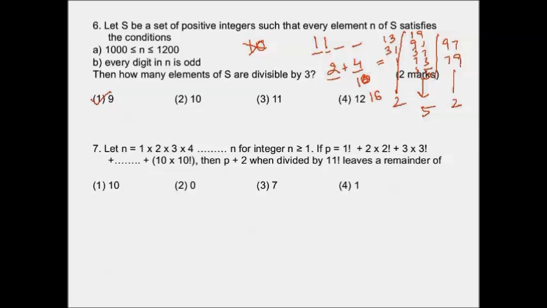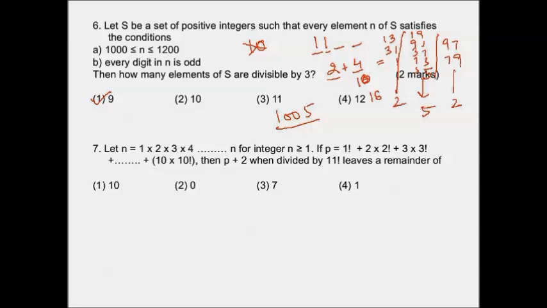So I got a query from Tushar, who says, what about 1005? Tushar, the number 1005 does not have all digits odd, because the second condition says that every digit in N is odd. So 1005 would not be considered. So the answer would be option 1 only. I hope this is clear now. So let's move on to the next question, question number 7.